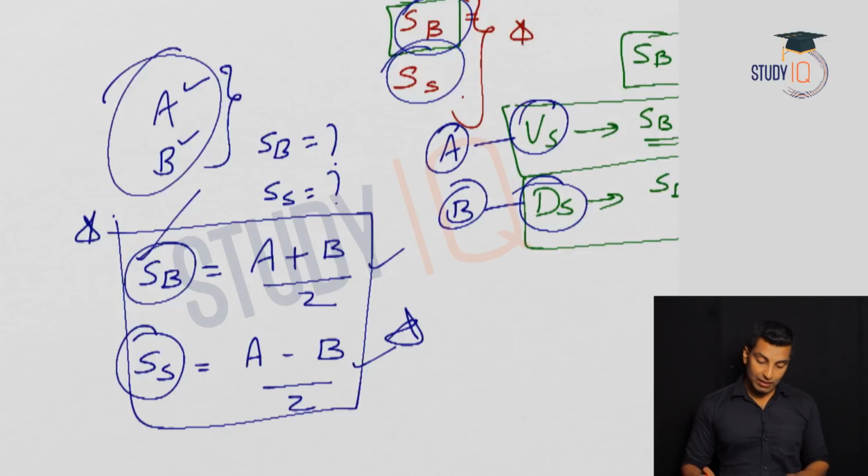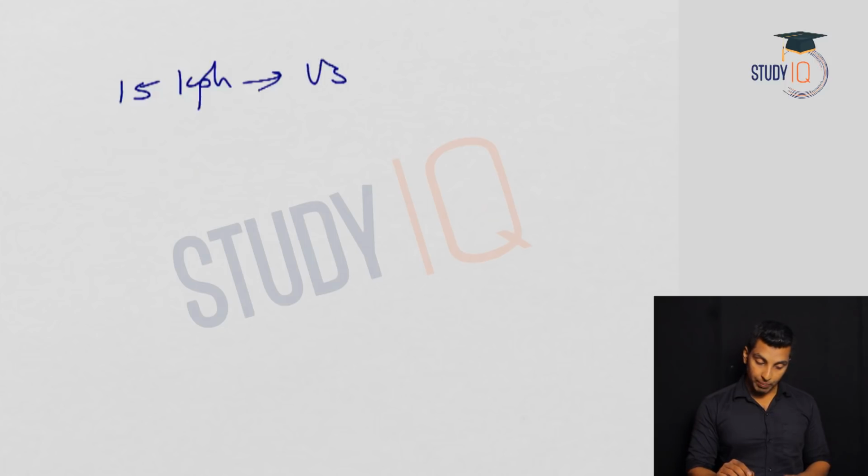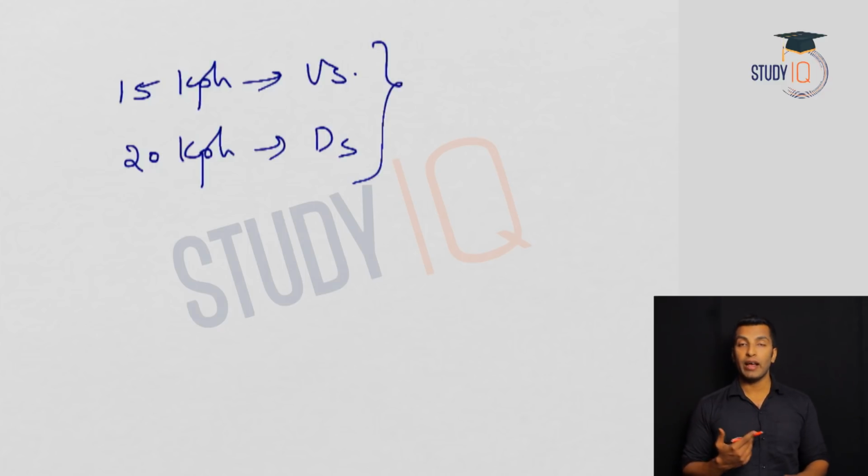Now let me give you a very simple example question. A person rows a boat at the speed of 15 km per hour upstream and 20 km per hour downstream. So what is given is upstream speed and downstream speed. You can expect a question: what is the speed of the boat in still water, or what is the speed of the stream? Whatever it is, you can answer, right?